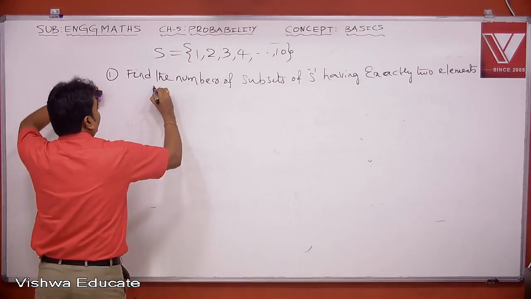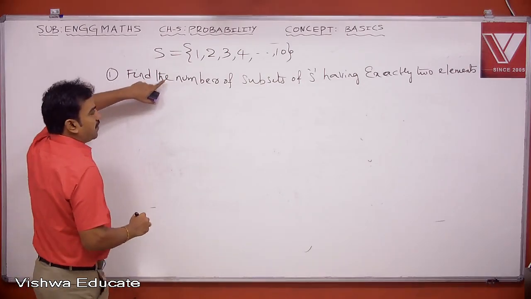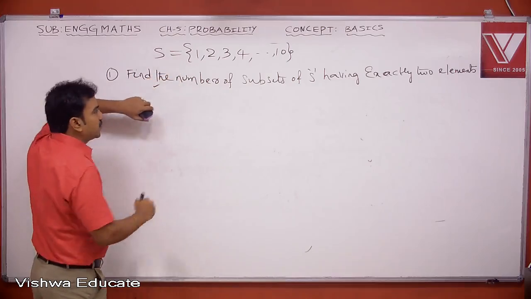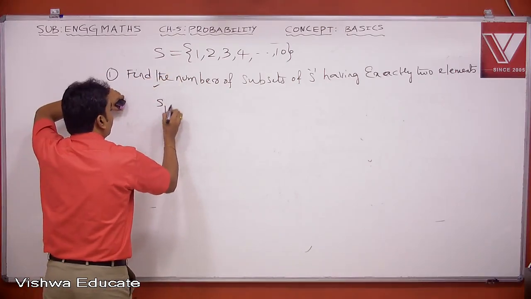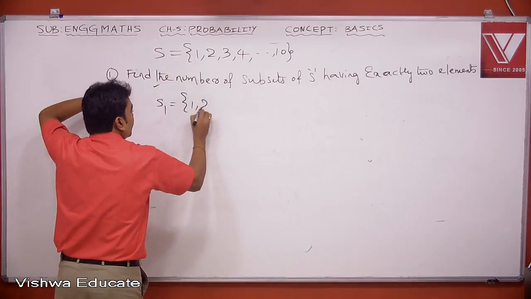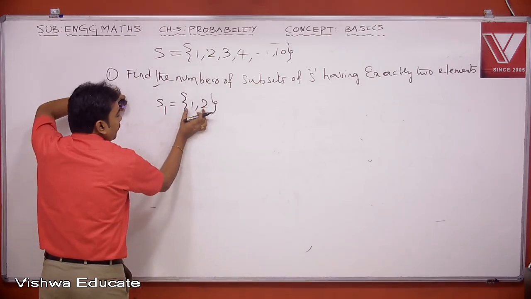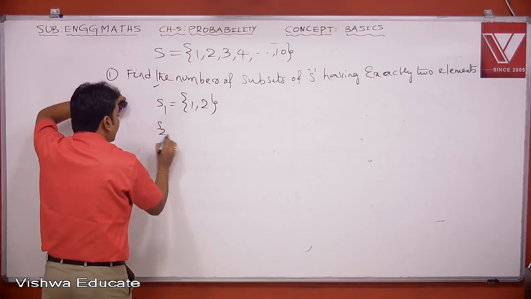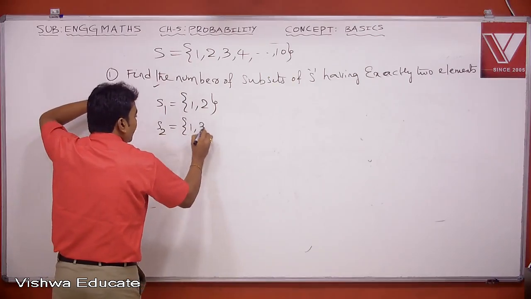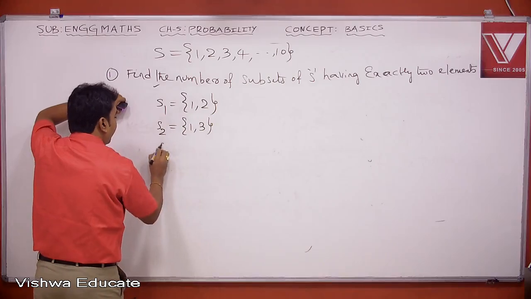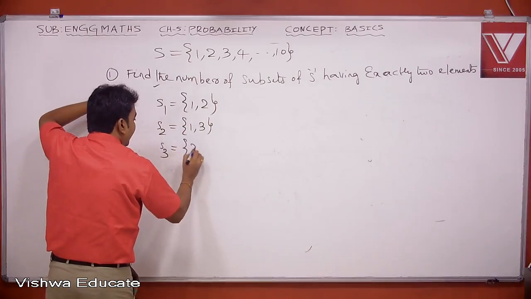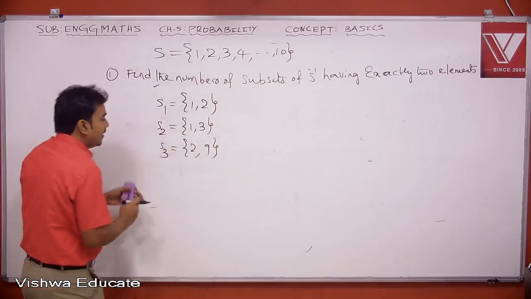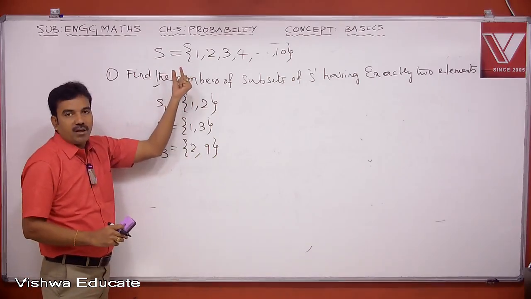So let us solve this question. Find the number of subsets of S having exactly two elements. Let me tell you one of the subsets. Suppose I can have S1 equal to 1, 2. Now every element of S1 is in S, so S1 is a subset of S. Similarly, I can have S2 equal to 1, 3. This is one of the subsets of S having two elements. Similarly, I can have, for example, 2, 9. It is also a subset of S having two elements.